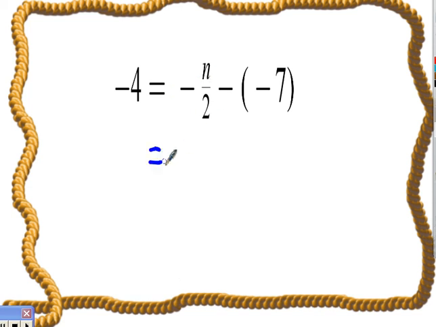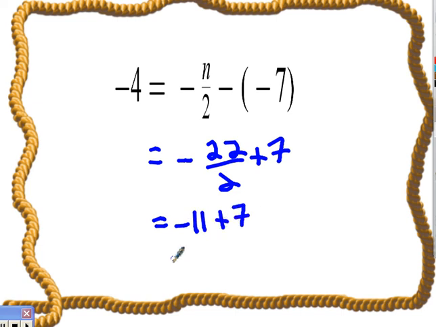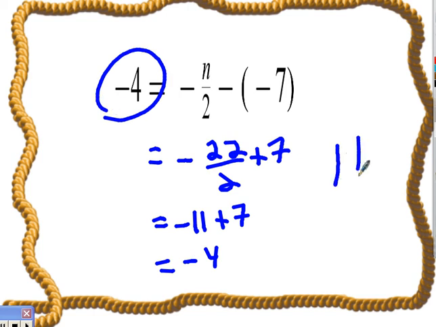The opposite of 22 divided by 2 minus negative 7. I'll just put that as plus 7. So this is negative 11 plus 7. I believe that equals negative 4, which is what we want. So once again, we're happy.